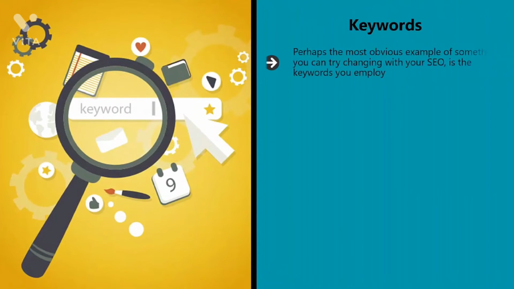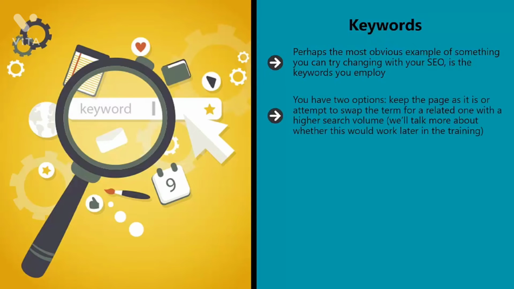Keywords. Perhaps the most obvious example of something you can try changing with your SEO is the keywords you employ. Let's say that you have a few pages that are ranking high for a particular search term, but the problem is that said search term doesn't get a lot of search volume. You have two options: keep the page as it is, or attempt to swap the term for a related one with a higher search volume. We'll talk more about whether this would work later in the training.